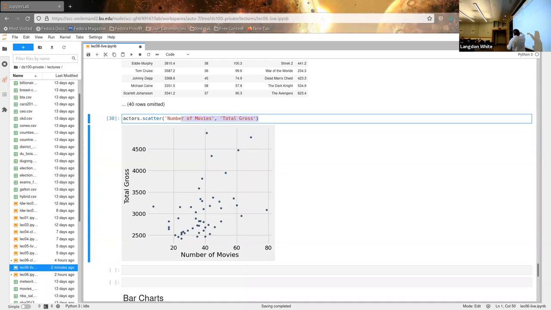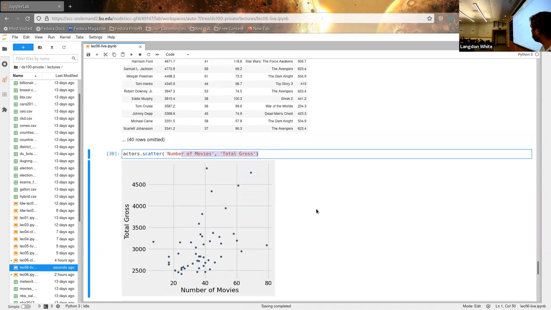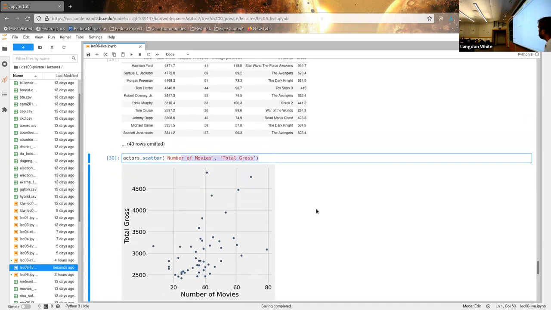Who are these people, right? See if you can tell. I can make it so the whole thing fits on the screen. Who do you think this is? Right, they've made approximately 40-ish movies with a total gross of maybe nearly 5 billion.